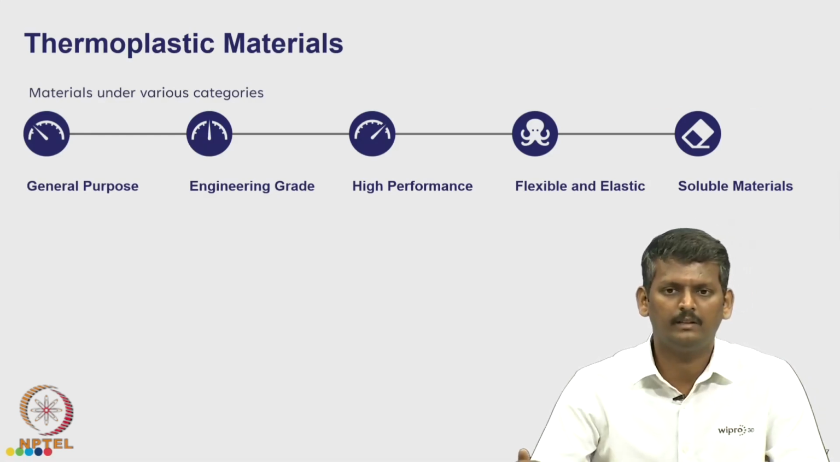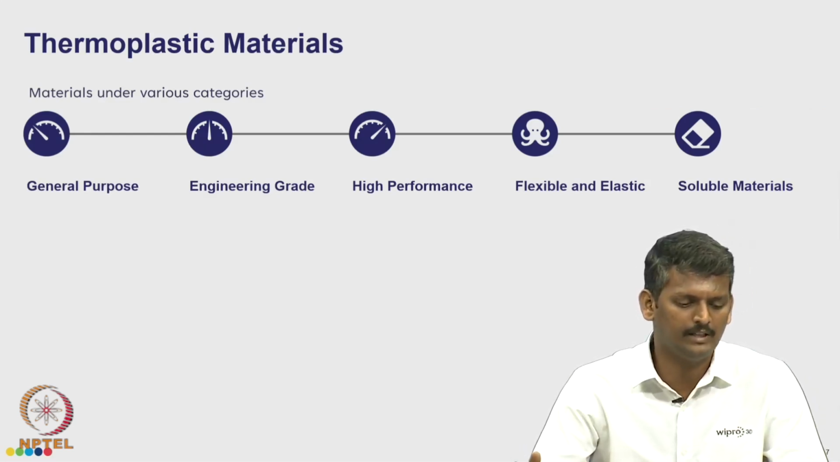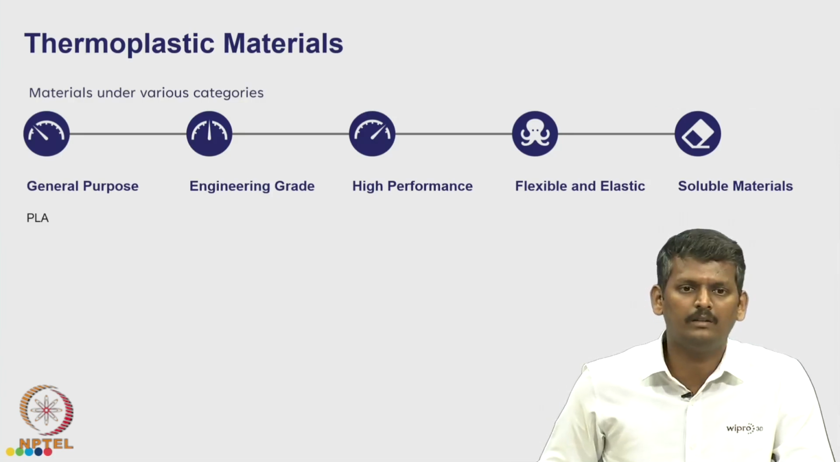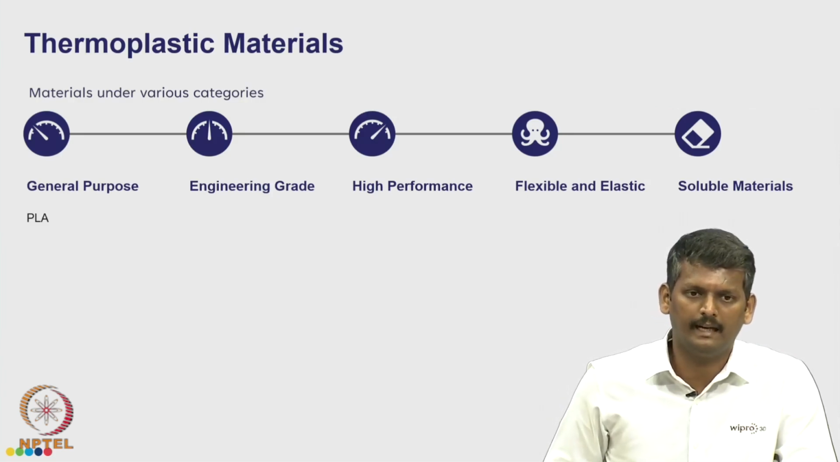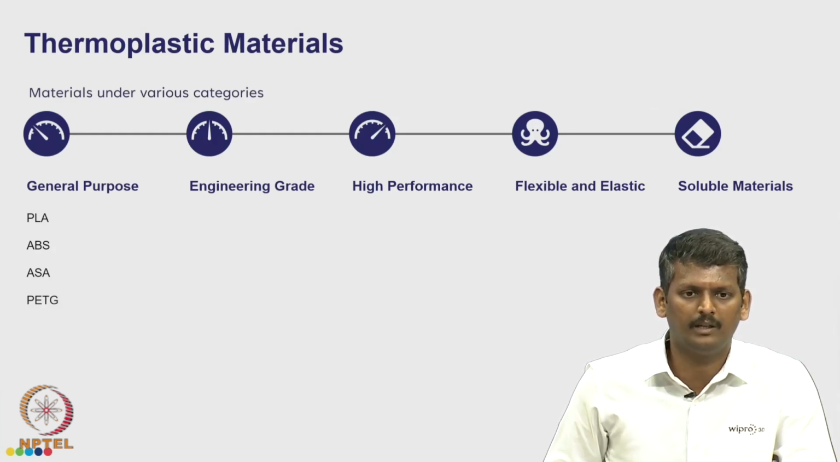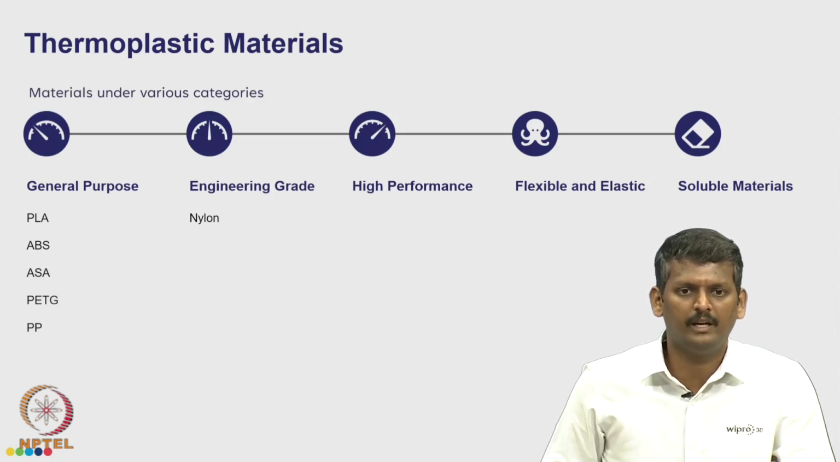Now let us see the different materials which are available under each category. The first one is PLA, polylactic acid, and we have ABS, acrylonitrile butadiene styrene, and then ASA, acrylonitrile styrene acrylate, and we have PETG, polyethylene terephthalate glycol, and polypropylene PP. Then in the engineering grade we have nylon material, also called polyamide, and we have PC polycarbonate, polyoxymethylene, and PE polyethylene.